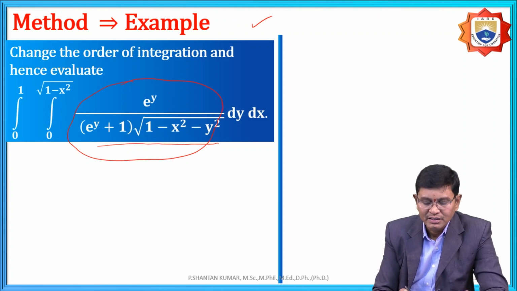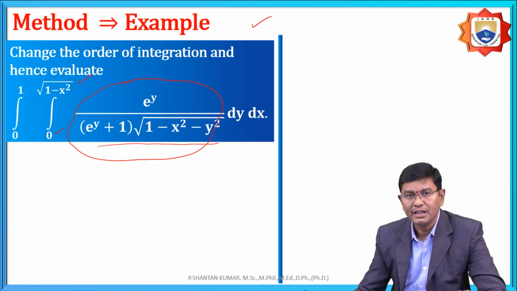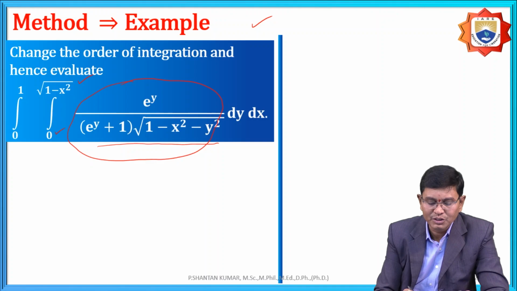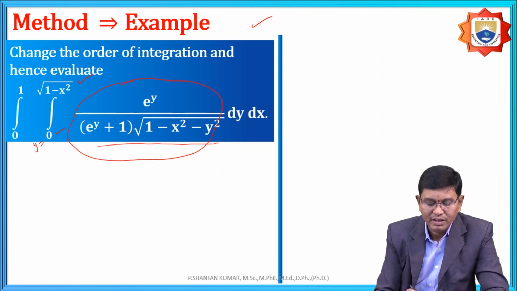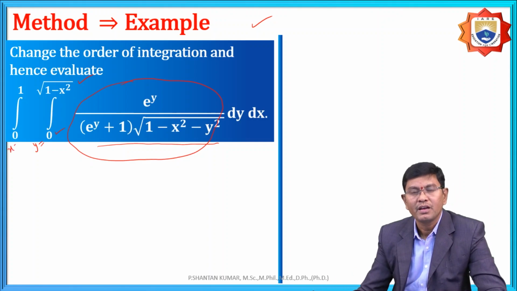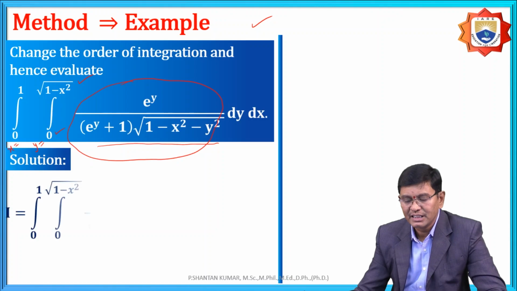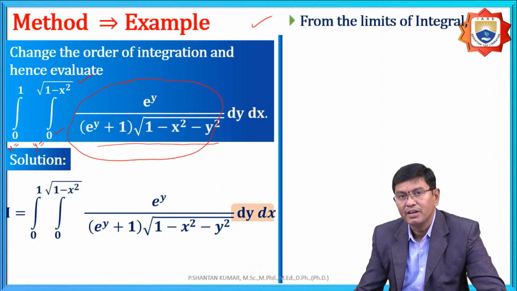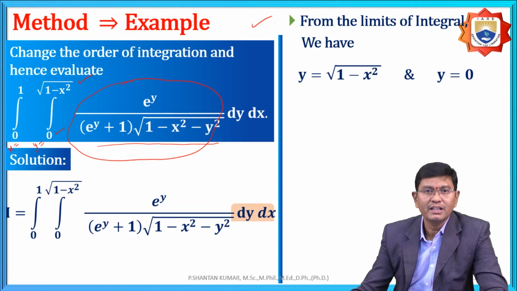The limits are 0 to root of 1 minus x square. That means the limits are in terms of x, so we need to assume that these are the limits for y and the rest of the limits are for x. Here y is equal to 0 and y is equal to root of 1 minus x square. By drawing the diagram we obtain the circle, and moreover the lower limit is given as 0.